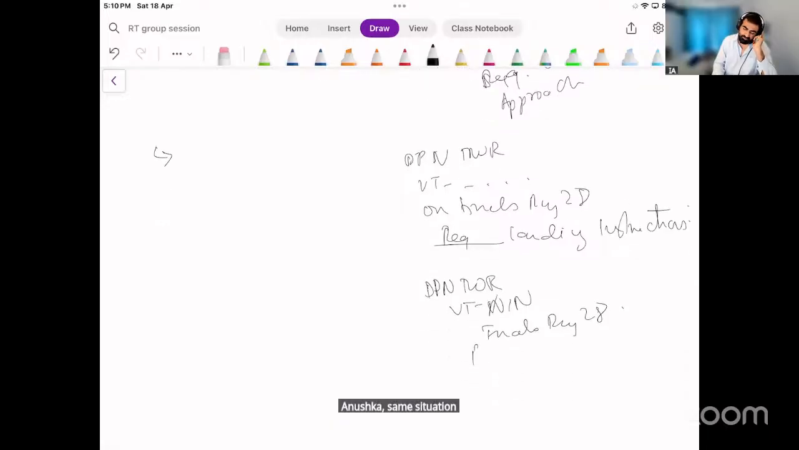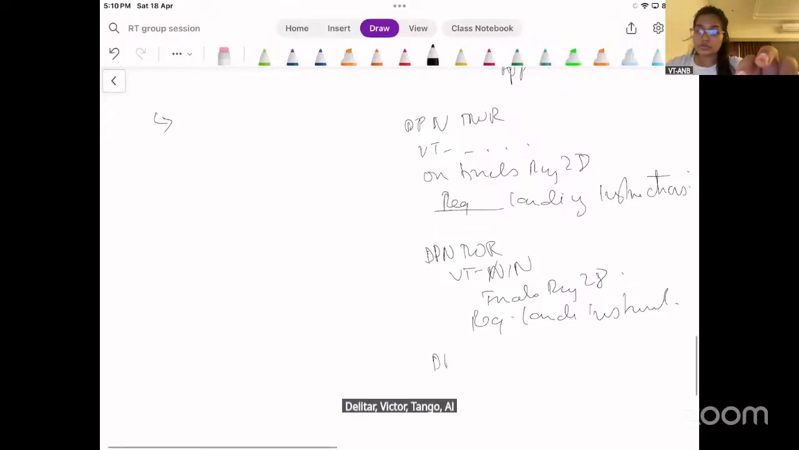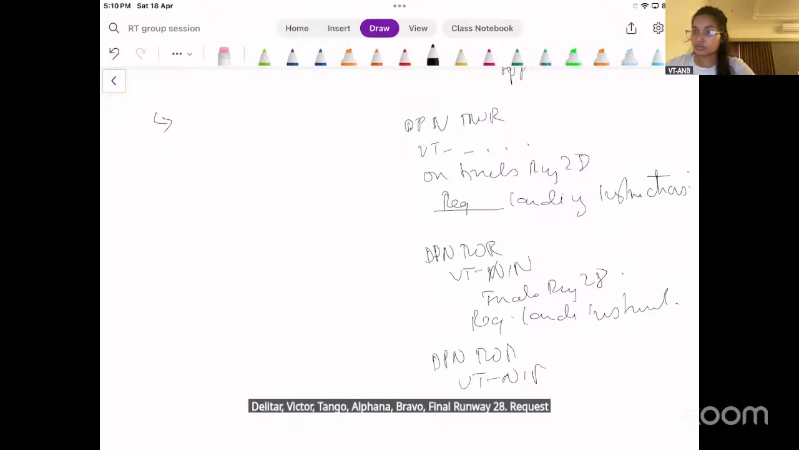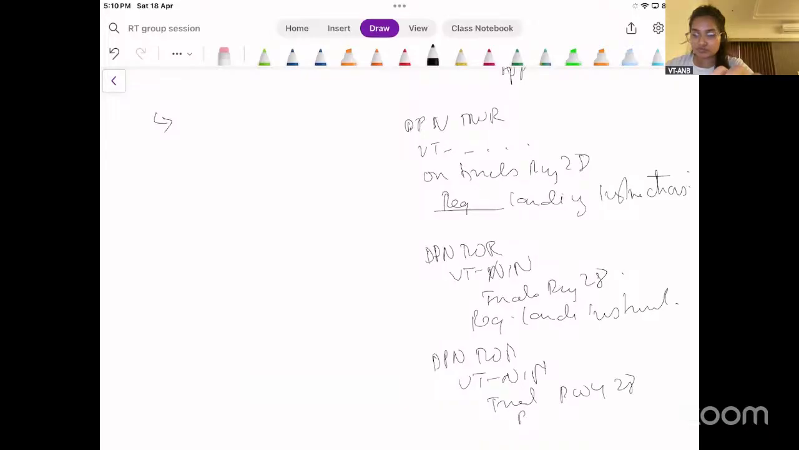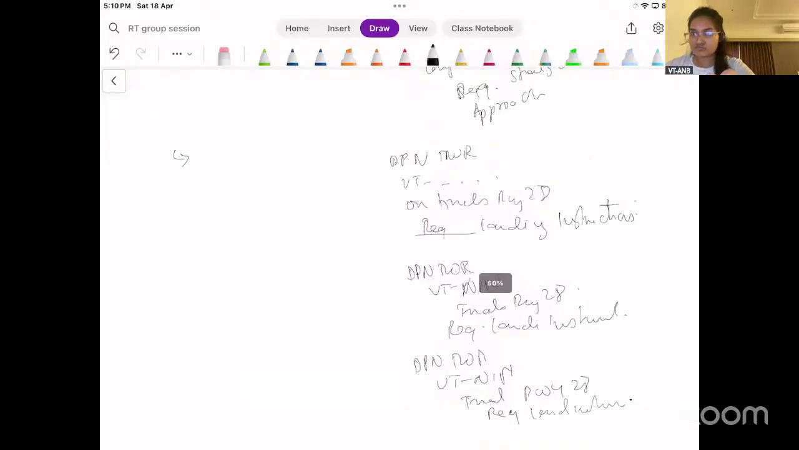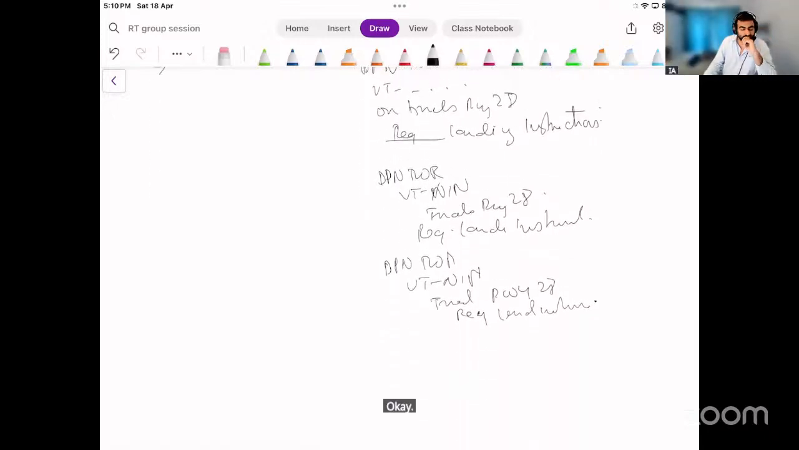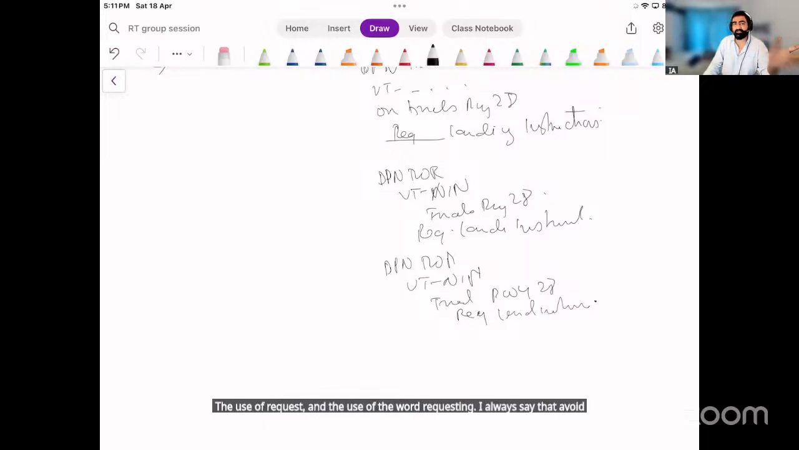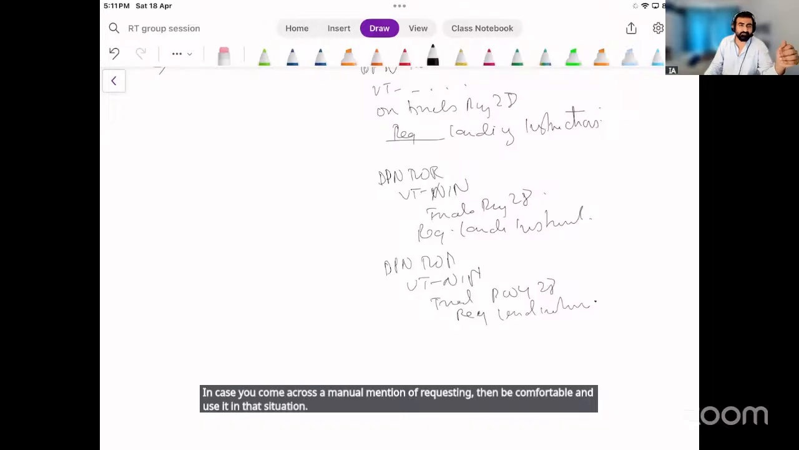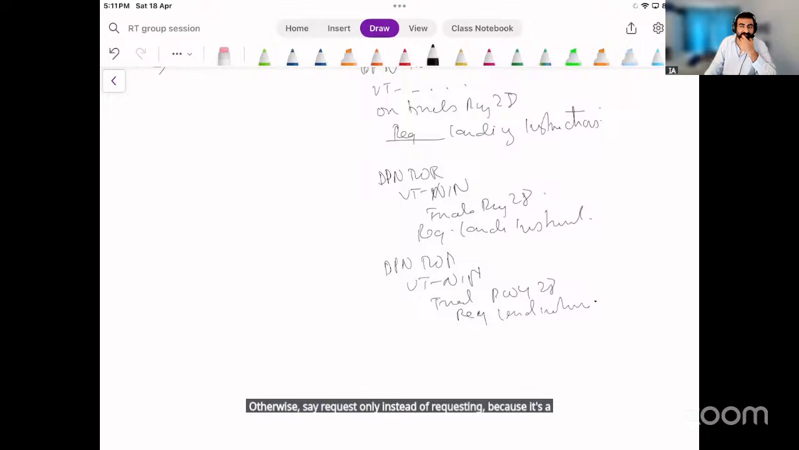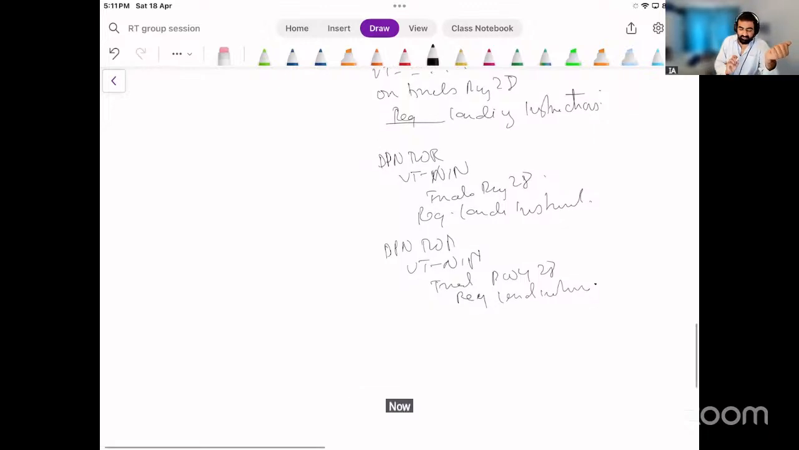Anushka, same situation. Delhi Tower, Victor Tango Alpha November Bravo, final runway 28, request landing instructions. Okay. The use of request and the use of the word requesting. I always say that avoid saying requesting and say request. So try to say request as much as we can, students. In case you come across a manual mention of requesting, then be comfortable and use it in that situation. Otherwise, say request only instead of requesting because it's a standard word. So just say request. Now, Aichandana, I'm giving you the question, and everybody focus on the question and be ready.